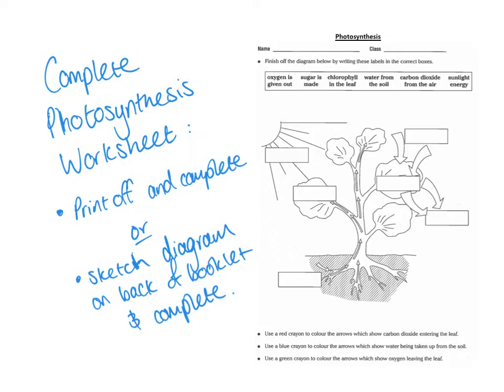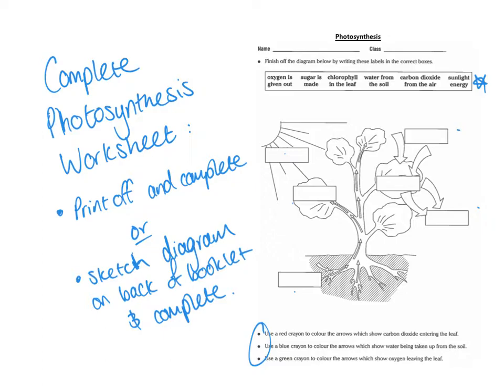So this is what the worksheet looks like. It's just simply called Photosynthesis Worksheet. You can do one of 2 things. You can print it off and complete it. You're just asked to label the boxes from the labels that are given to you in the top box up here. You're asked to put them in the relevant box, okay? And then don't forget the bullet points at the bottom, using red crayon or felt tip, blue and green to represent what the different arrows are. So to colour code that.